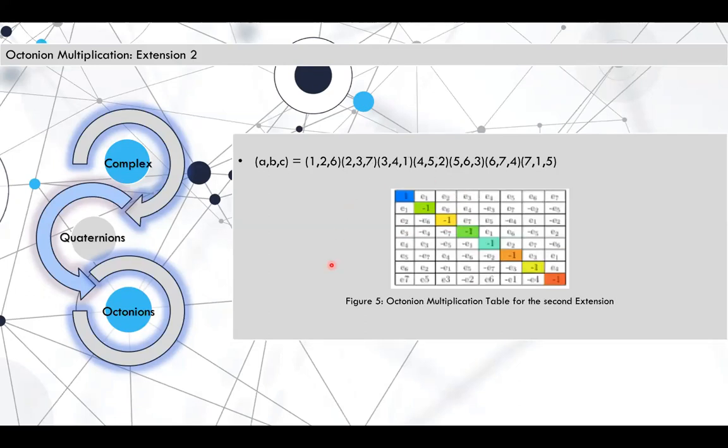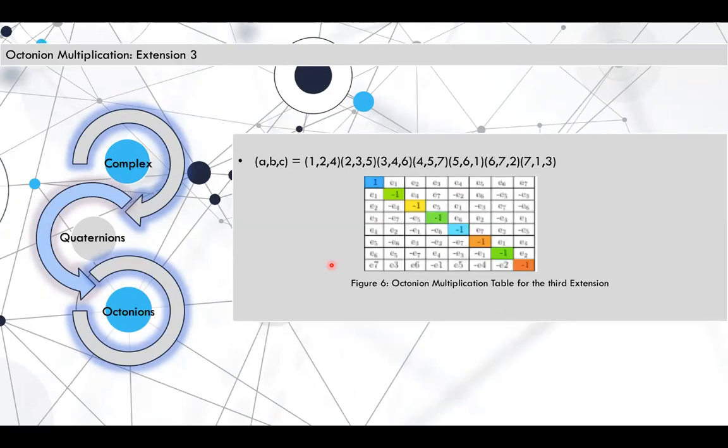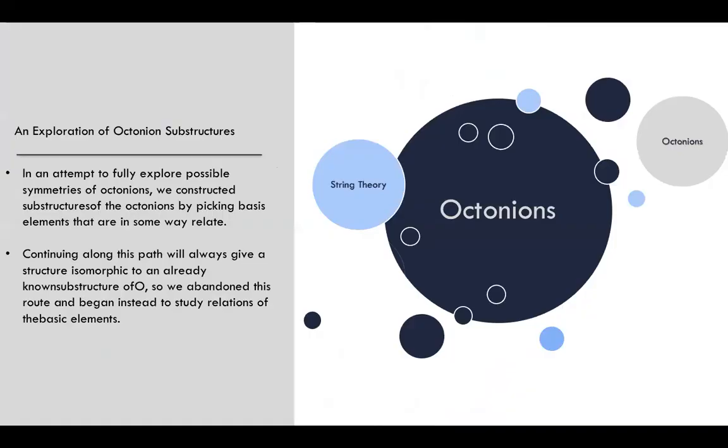Now, extension two and extension three use cyclic multiplication to define these tables. Cyclic multiplication mod 7 from 1 to 7.